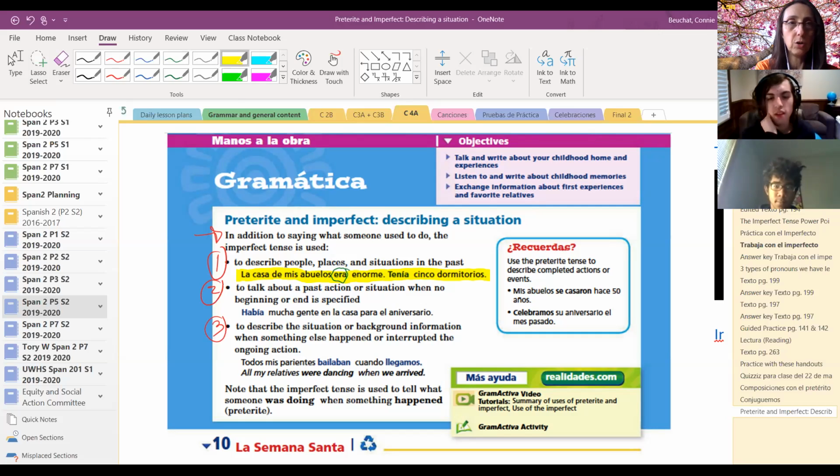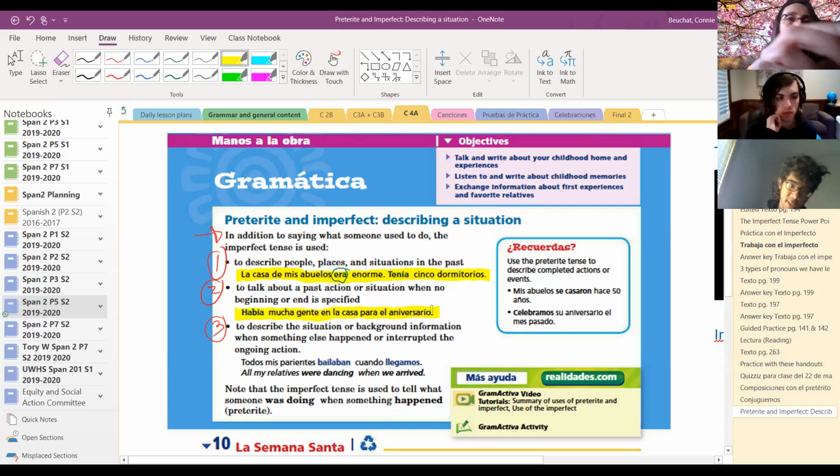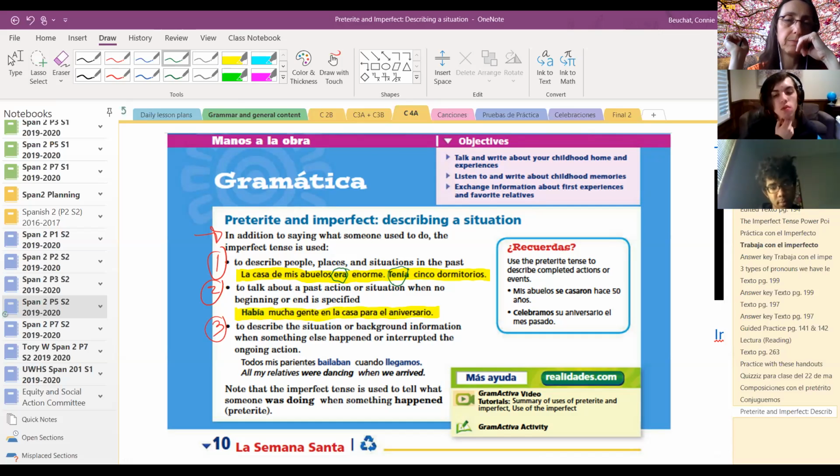Vamos a ver la número 2. Sam, did you read the first example or was Xander? Okay, so Xander, read the second one, please. Había mucha gente en la casa para el aniversario. Claro, había mucha gente en la casa para el aniversario. Who can translate? Había. Let's see if we remember había. Used to have many people in the house.